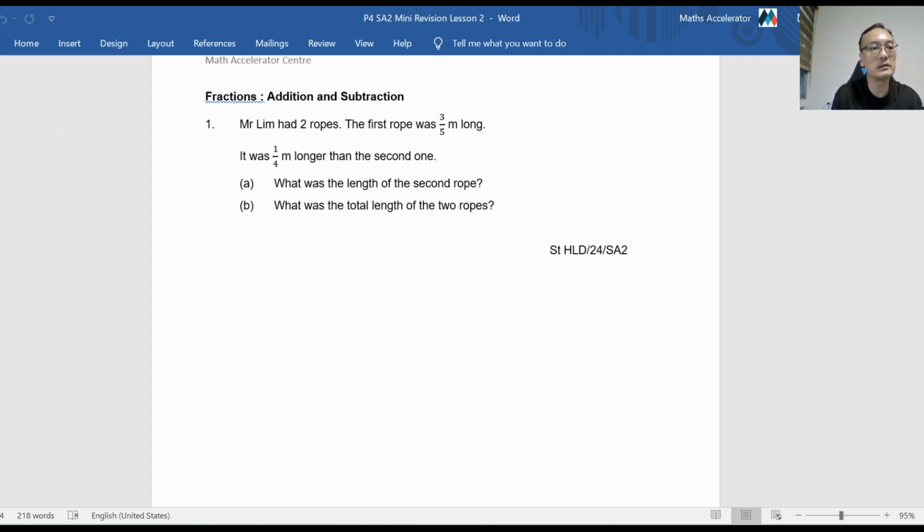Okay, let's underline some of the key information to help us understand the question better. We know there are two ropes, and the first one is 3/5 meter. The second one is 1/4 meter longer, and we need to find the length of the second rope, and later on for part B we need to find the total length of the two ropes.